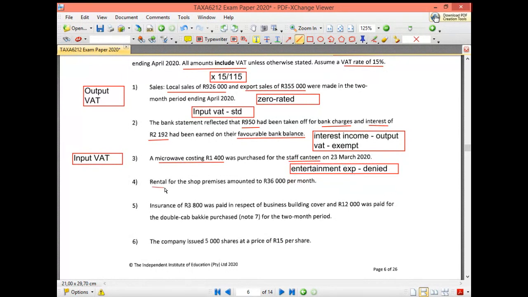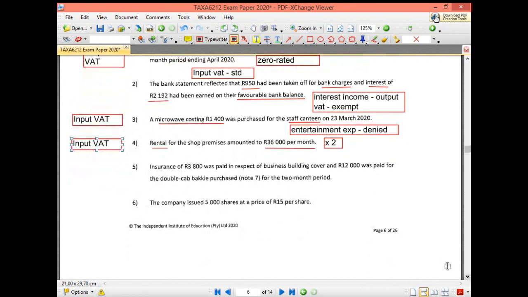Then the next one is rental of shop premises is 36 per month. Now what did I say? We do a 2-month VAT return. So you have to multiply this by 2 to get to the value to include in your calculation. Because that is also an expense, it would also be input VAT for your rental amount.